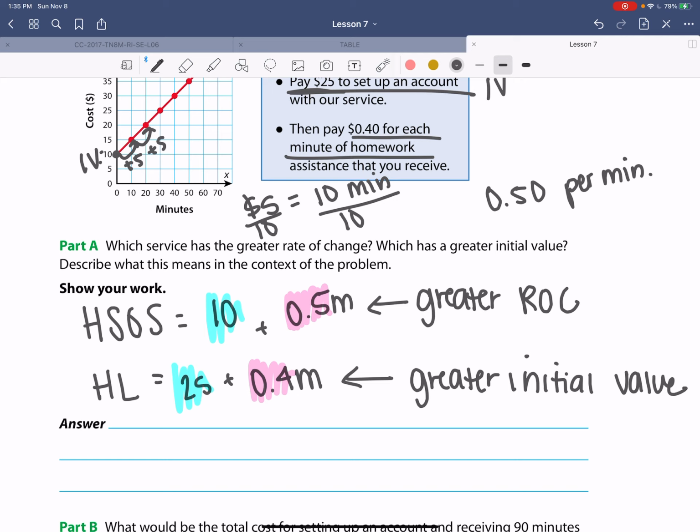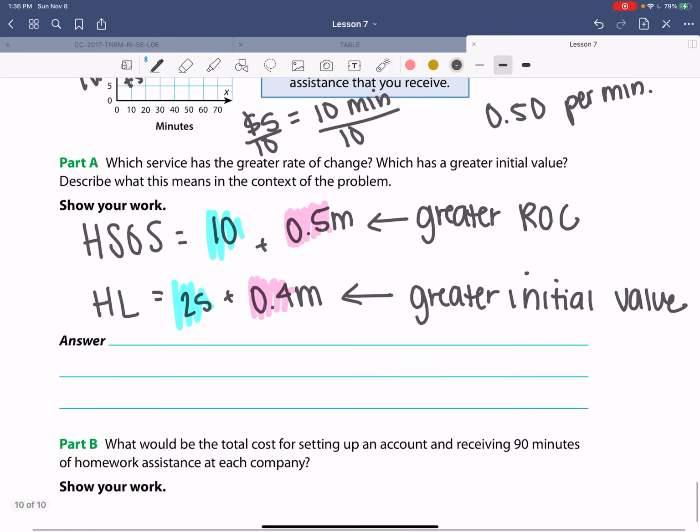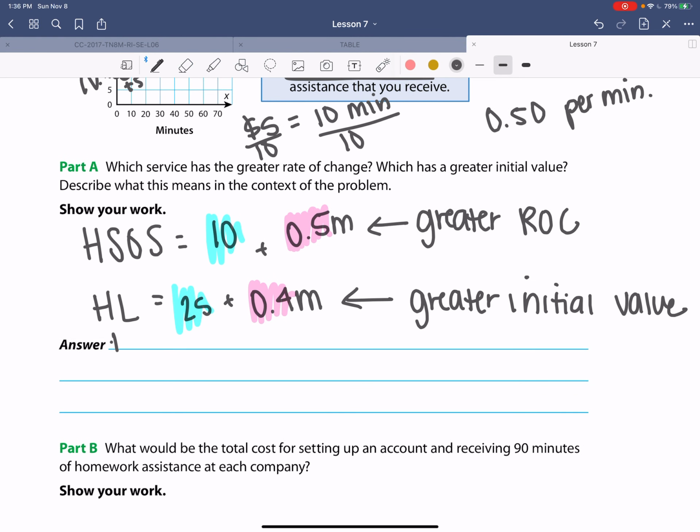Okay, and then it says describe what this means in the context of the problem. Homework SOS has the greater rate overall. This means, sorry, Homework SOS has the greater rate, which means that they charge more per minute.